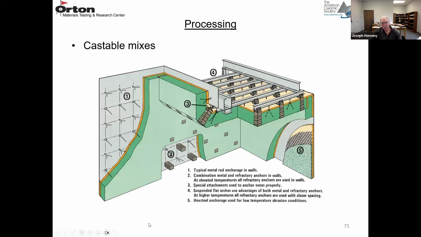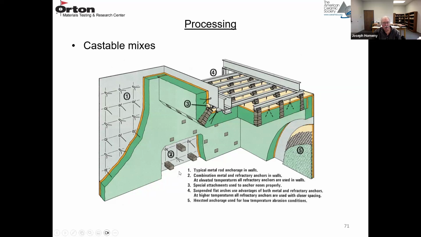So this just illustrates the different orientations for the castables. Number one here, there's a metal shell, and then welded to that shell are these metal anchors. They're usually stainless steel. So you'll have a mold material, and then you can cast the wall in place with the metal anchors securing the wall to the shell.